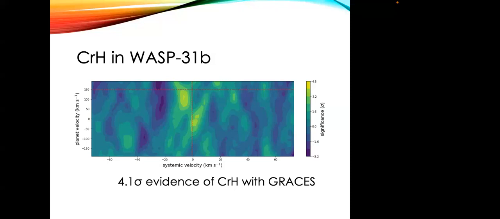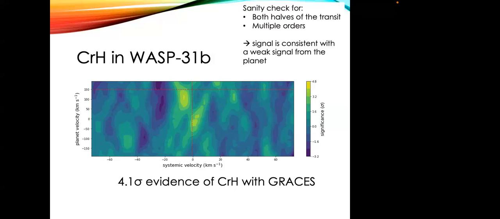And because of the difficulties with GRACES and Gemini, getting more data through the program has been not successful. But I got really lucky on this one. There was archival UVES data of the system. Oh, I should mention, while this is a slightly weak detection, I did all the sanity checks. Like, it's in both halves of the transit. You see it in multiple orders of the spectrograph. So it's completely consistent with a weak signal from a planet. It's just weak. Right, but we wanted more data.